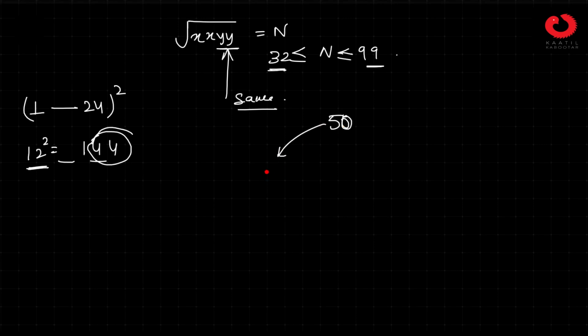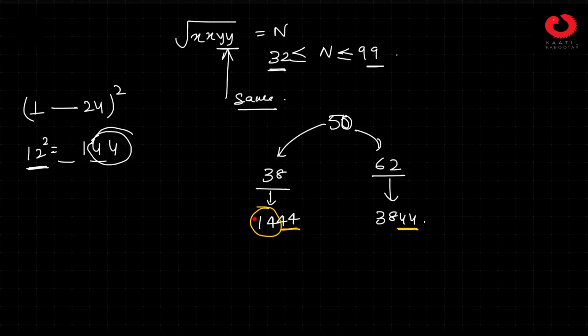So let us subtract 12. This is 38. Let us add 12. This is 62. Okay, so are we getting the number? Let us check. 38 square, you can see, comes to be 1444, and 62 square comes to be 3844. Okay, so one thing is fine, that these two numbers are the same. But what about these two numbers? Are they the same? No. So this is not an option. This is not an option.